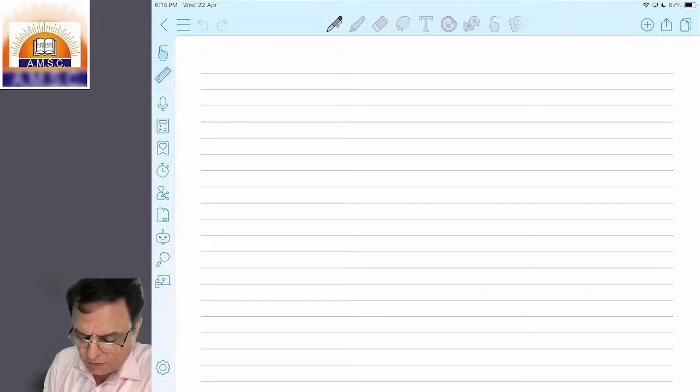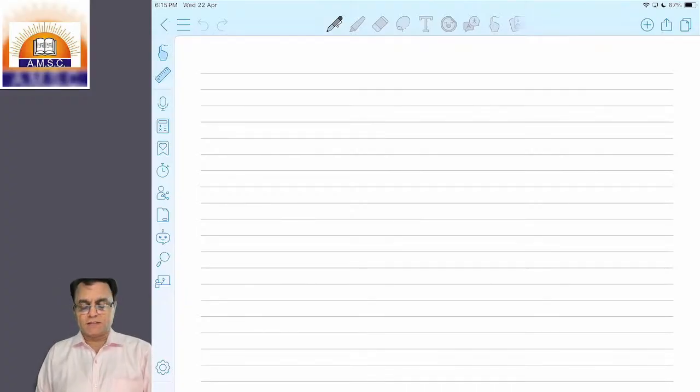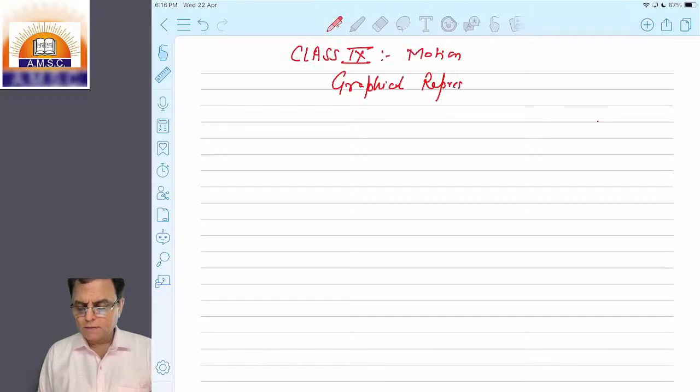So in today's session, we are moving towards the next phase of the motion chapter, which is known as graphical representation. Graphical representation of motion.